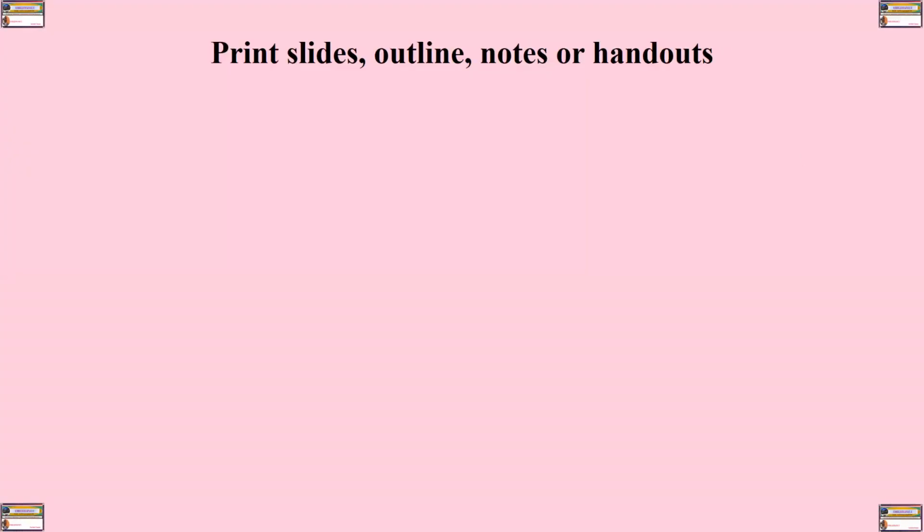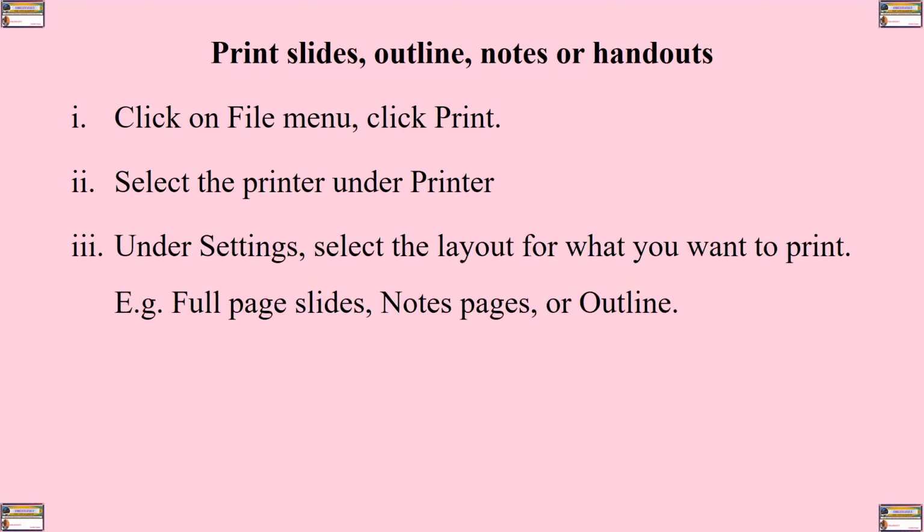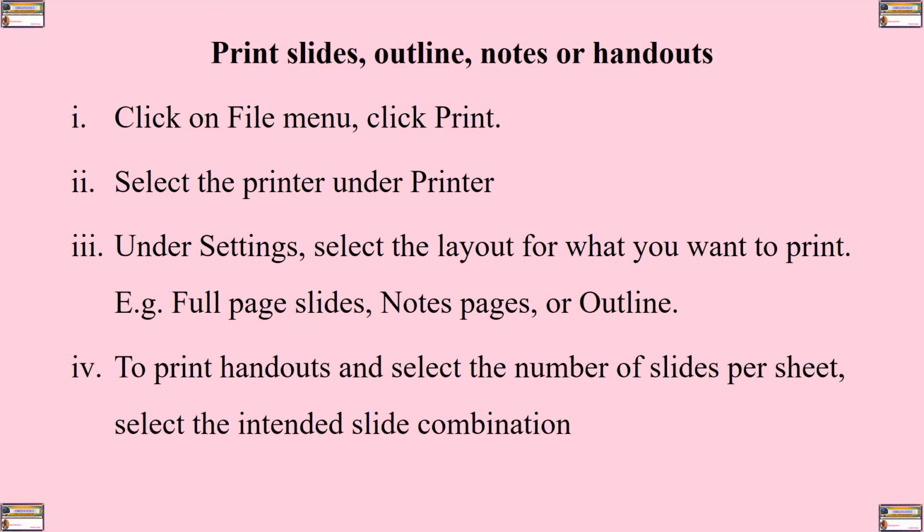Once you've previewed your presentation or your slides, you can now print slides, outlines, notes, or handouts. To do that, you click on File menu and click Print. Then select the printer under Printer. Under Settings, select the layout for what you want to print. For example, full page slides, notes pages, or outline.